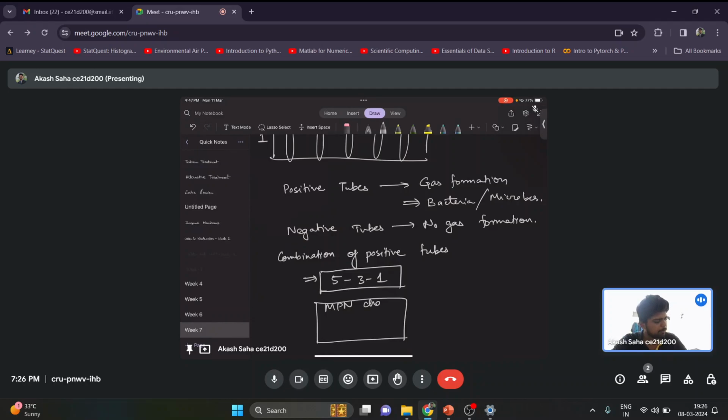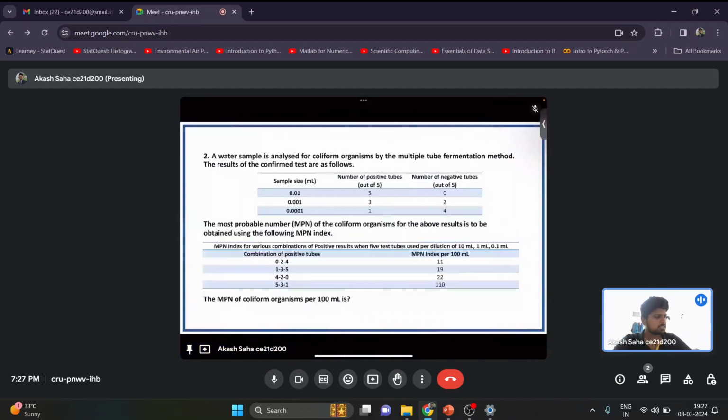In the MPN chart, on the left side there will be this combination, and on the right side there will be the MPN. So for this 5-3-1 combination, we have to see the corresponding value. That chart must be available with you. In this chart, we can see that corresponding to 5-3-1, the MPN index is 110 per 100 ml. So one might say that the answer of this question is 110. But that is not the case. We have to take care of one more thing.